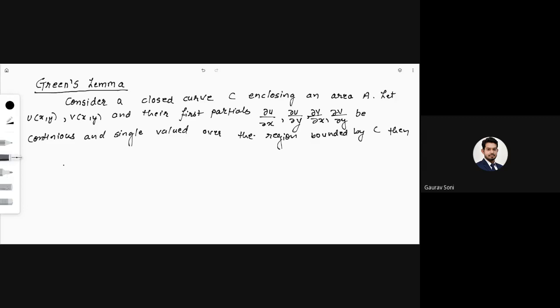Then line integral over C u dx plus v dy is equal to double integral over A partial derivative of v with respect to x minus partial derivative of u with respect to y dx dy. Whatever is written above, please ignore it. What we have to concentrate on is this equation.